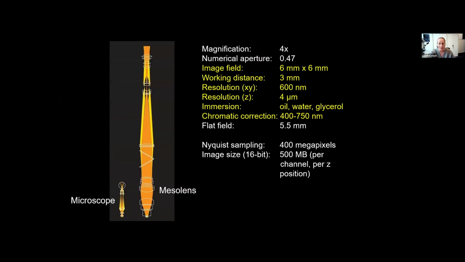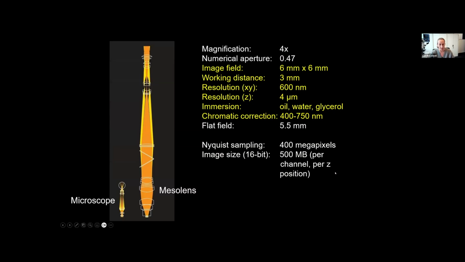So we have this gigantic lens called the mesolens, and the raison d'etre for the mesolens was having a large volume of capture with subcellular resolution throughout. So it's the unusual combination of 4 times magnification and 0.47 NA.